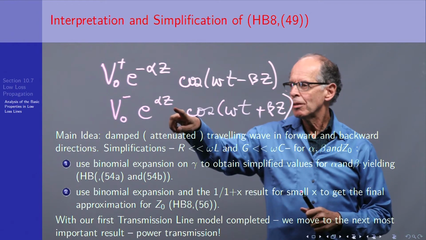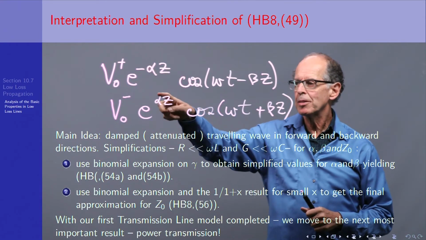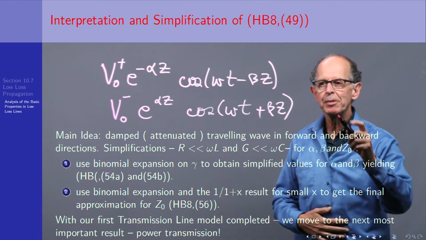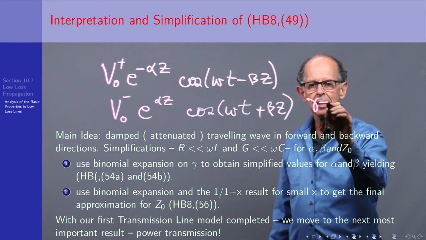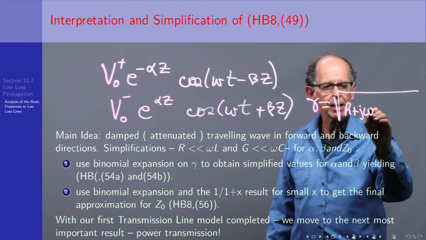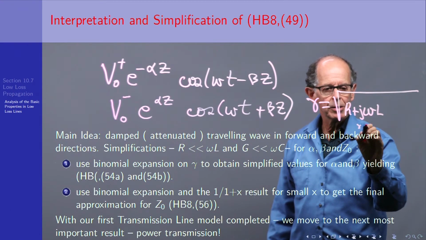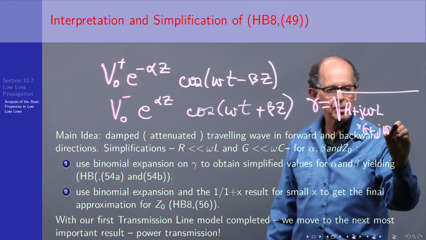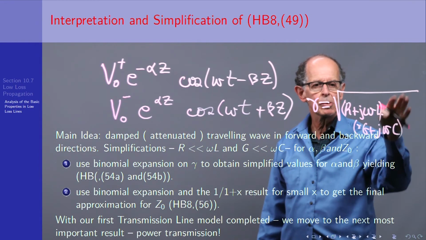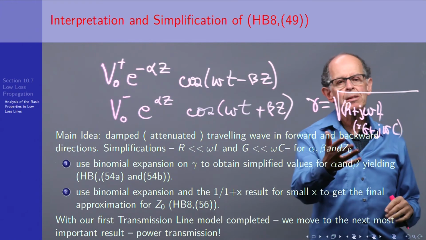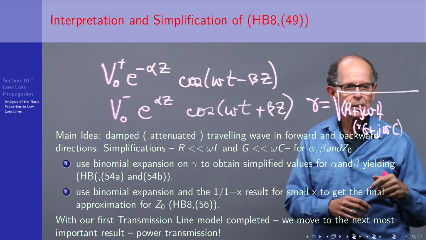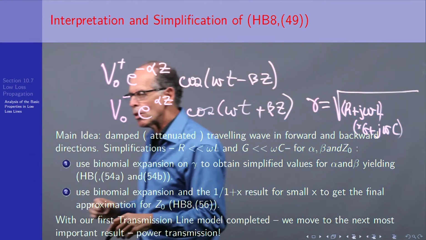Now, let's look further at what we're going to do with this. Alpha and beta, big mess because they're related to gamma. If you remember, gamma is equal to the square root of R plus j omega L multiplied by G plus j omega C. So it's multiplied: this term times that term, square rooted. And now we have to take the real and imaginary parts of this. In general, that's a mess. So we're going to look at the main idea here because we're low loss.